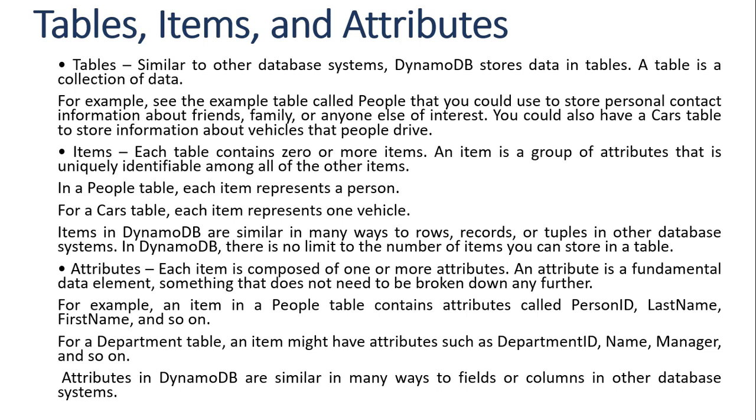Next comes the items. Each table contains 0 or more items. An item is a group of attributes that is uniquely identifiable among all of the other items. In a people table, each item represents a person. For a car table, each item represents a vehicle. Items in DynamoDB are similar in a way to rows, records or tuples in other databases.